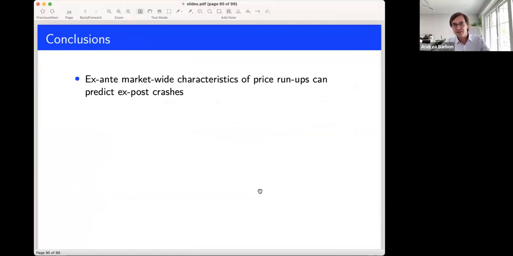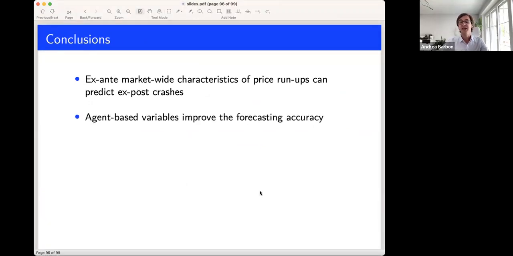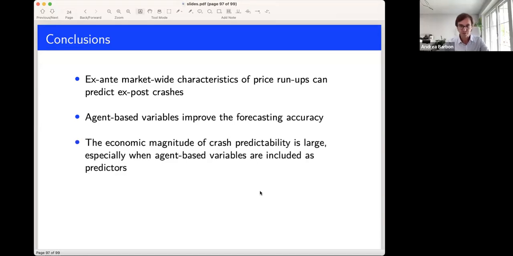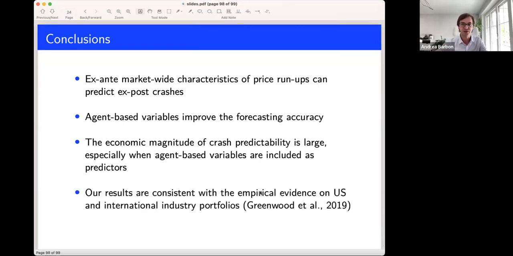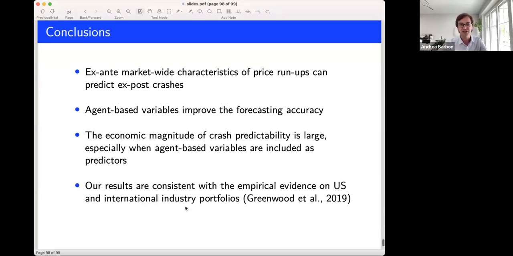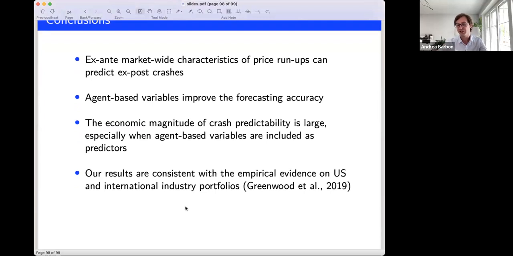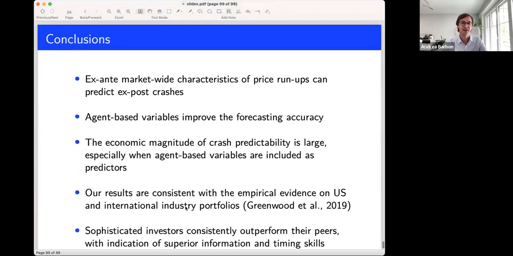So the conclusions. I think we showed that market-wide characteristics of price run-ups can help predicting ex post crashes, and the same goes for agent-based variables that can help improving the prediction. So the economic magnitude of crash predictability is large, and it increases if we use the agent-based variables. Okay, and our results are actually consistent with empirical literature on bubbles in other asset classes.